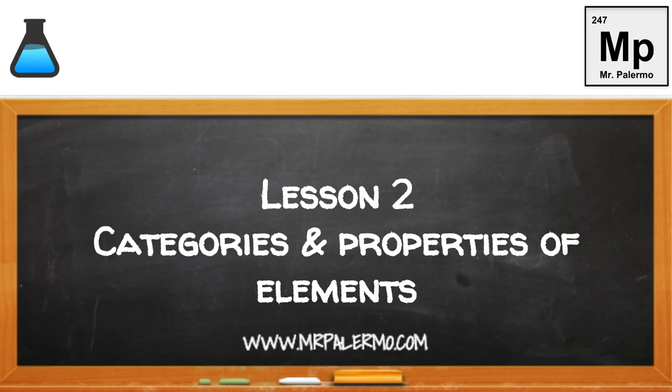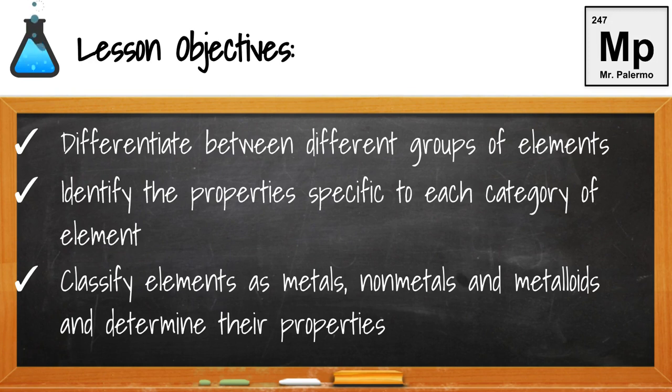Welcome to lesson number 2, categories and properties of elements. Our lesson objectives: differentiate between different groups of elements, identify the properties specific to each category of element, and classify elements as metals, nonmetals, and metalloids, and determine their properties.